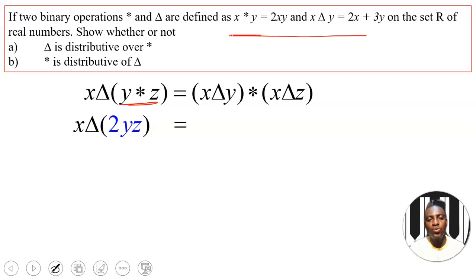Now, everything here is equal to, on the part of this, we are looking at x operation y, and that comes to this part of the work.